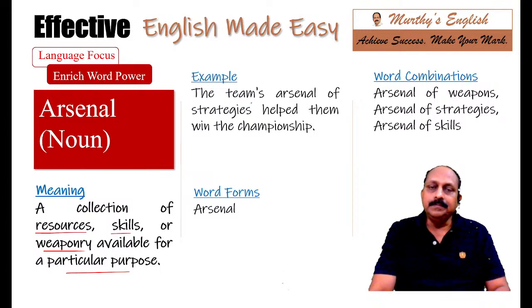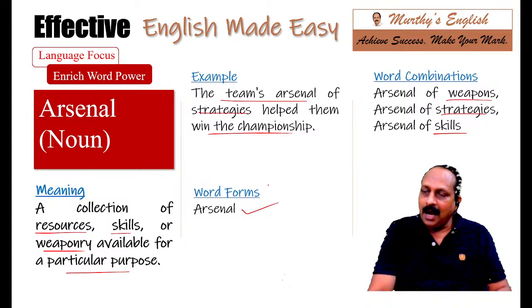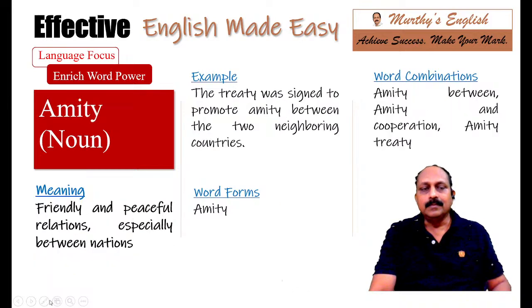Look at the example. The team's arsenal of strategies helped them win the championship. The team's arsenal of what? Strategies helped them win the championship. Word forms: only one word form, arsenal, nothing more, nothing less. What are the combinations? Arsenal of weapons, typical combination, strategies used in the example, and skills, as I said, it goes with skill set. Array, also, you can say, collection, very good.